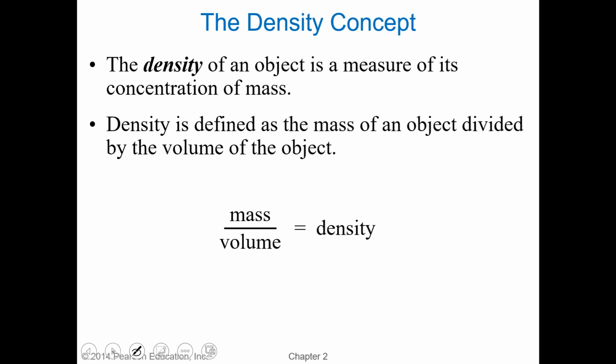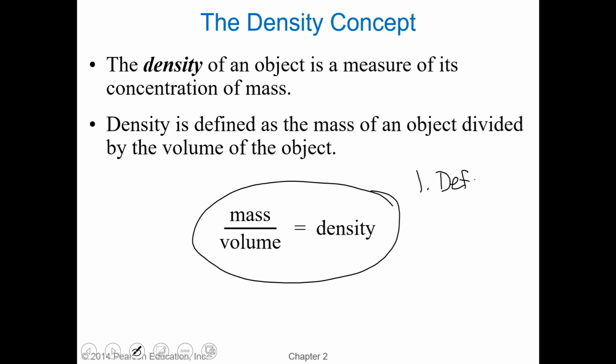Density. Density we're going to use 3 different ways. Okay, we're going to use density as a definition, an algebraic expression, and a conversion factor. So what do I mean by that? Well, first of all, this is the equation for density. The equation for density is the mass divided by the volume. By definition, it is a certain amount of mass divided by a certain amount of space. So 1, it's a definition. Second, an algebraic expression.